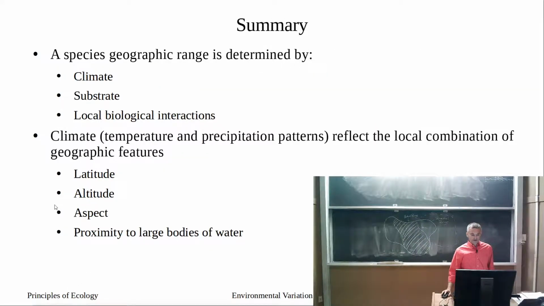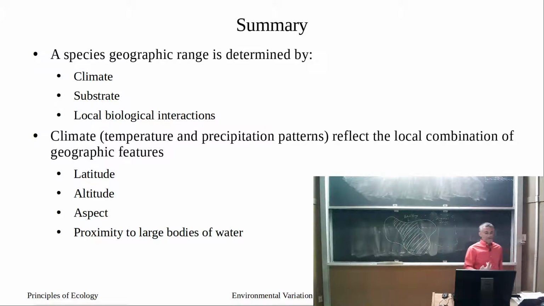All right, so let's go over a summary of what we've covered here. Our species geographic range is going to be determined by our climates, by our substrates, and by the local biological interactions. We talked about all of those. We can ask how does climate affect it, how do substrates affect our species, how do the interactions affect our species, and so forth.